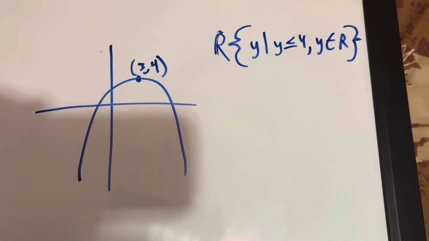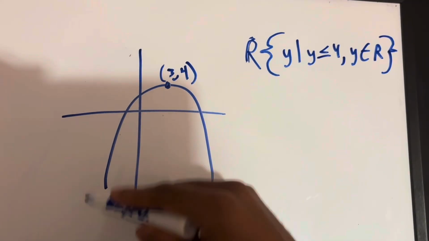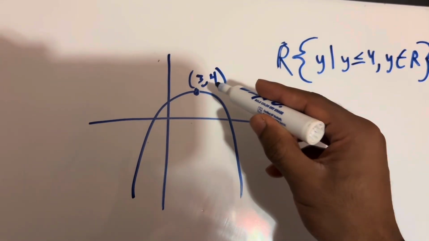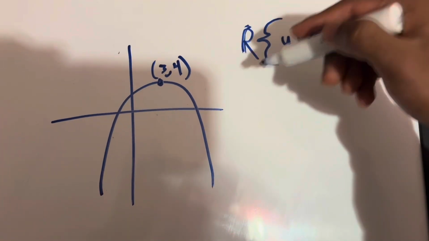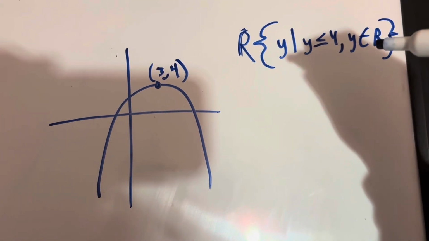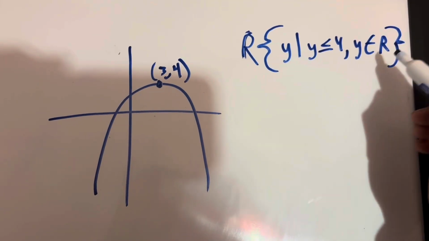Now, how to state domain and range in proper notation. You see how this opens down, and the range, or the y value, is always going to be 4 or less than 4, right? So all you want to do is first put range, and then the curly brackets. It's going to be y such that y is less than or equal to 4, and y is an element of all real numbers. That's what this part means, and close it off.